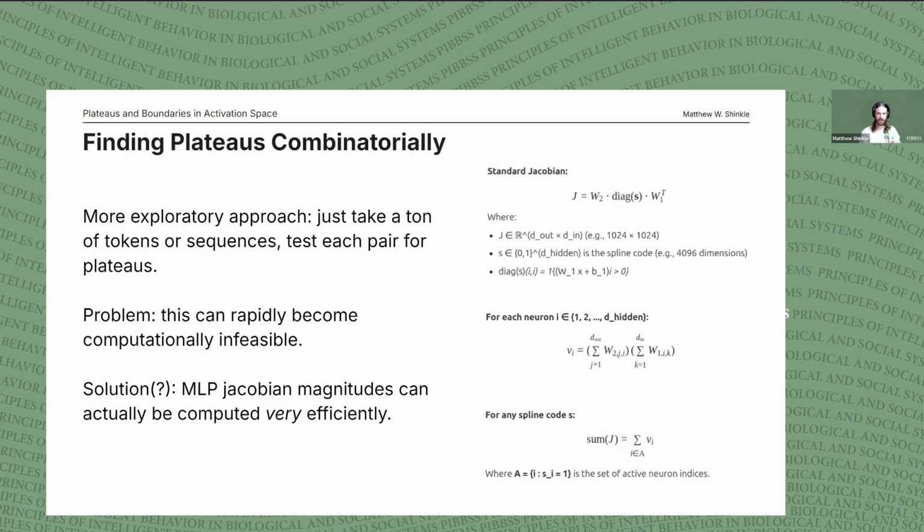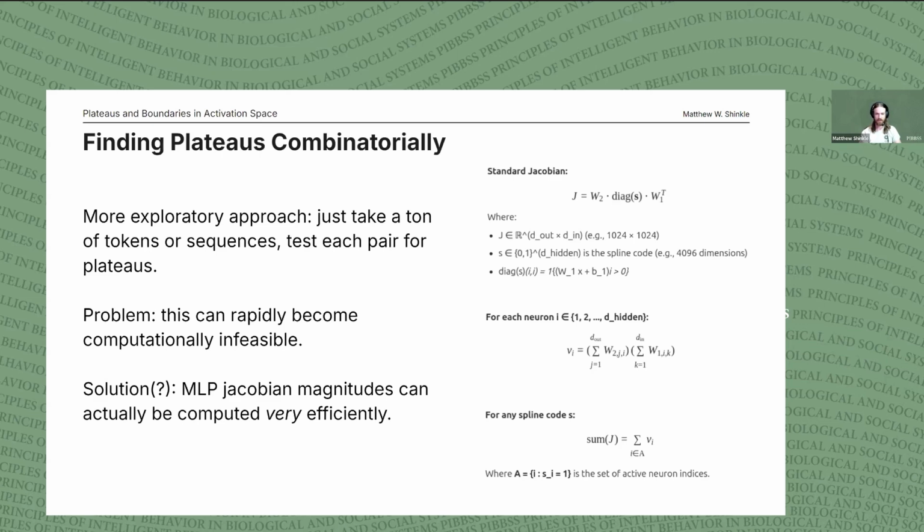So if all you care about is something like the sum or L1 or L2 norm of the Jacobian, you can actually pre-compute the product of these weight matrices and use them for different spline codes. So you can compute an aggregate metric like the sum of the Jacobian by summing just the values from this product at the active neurons. And this can increase the efficiency of the Jacobian computation by something around 12,000 times. And so this allows all sorts of cool analyses.